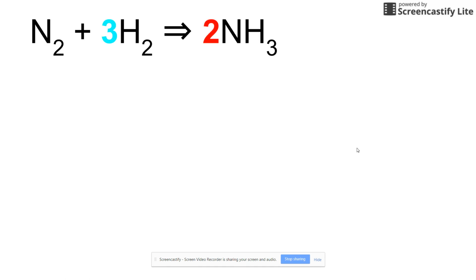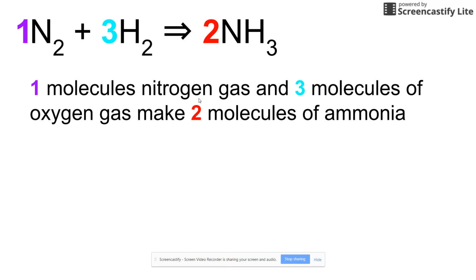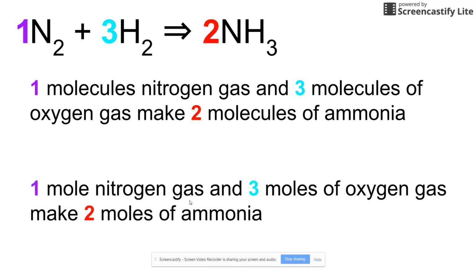Let's look at another example. So don't forget, there's no coefficient, that means that that's a 1. I put it there just so you can see where it goes, because it's all color coordinated, so you know exactly where all the numbers are coming from. So the old way you thought of it is 1 molecule of nitrogen and 3 molecules of oxygen gas make 2 molecules of ammonia. The more helpful way is thinking about large quantities of these atoms, so moles. So 1 mole of nitrogen gas and 3 moles of oxygen gas make 2 moles of ammonia.